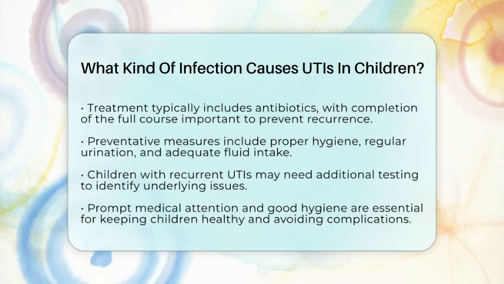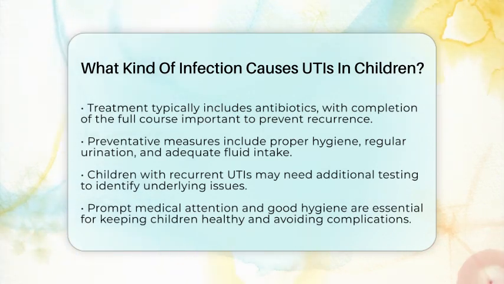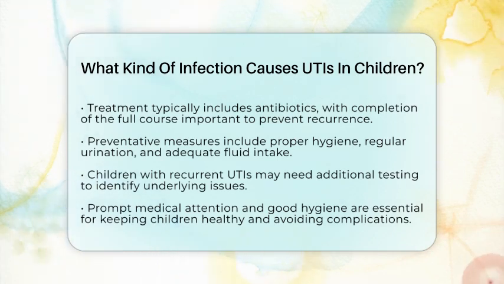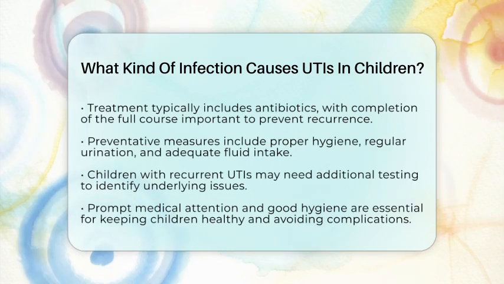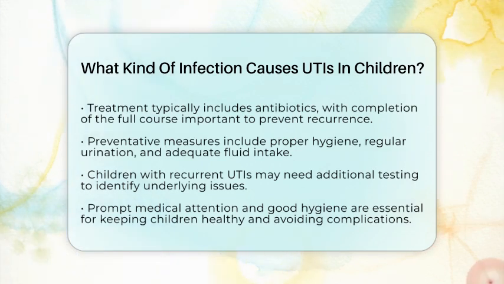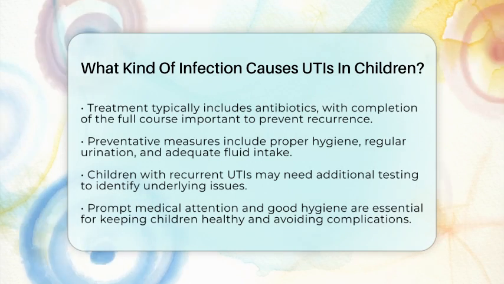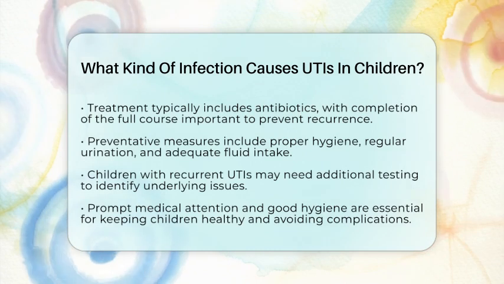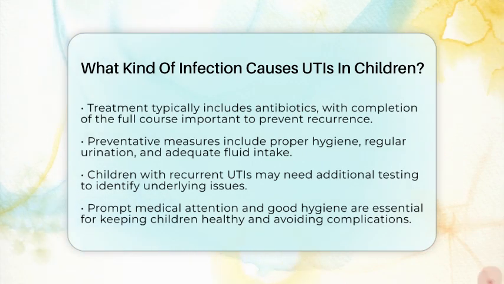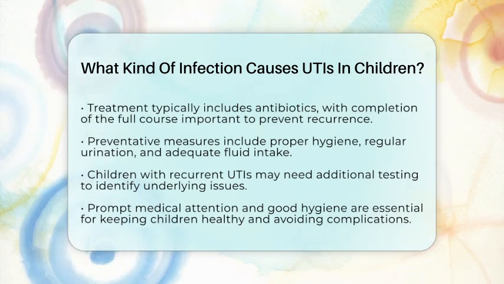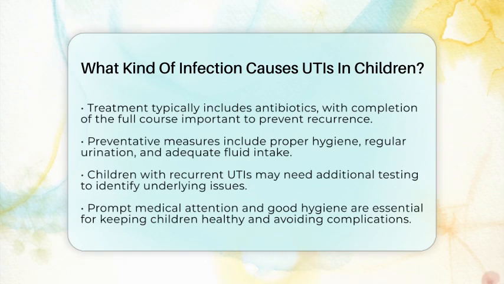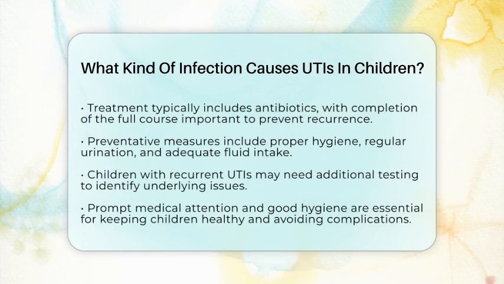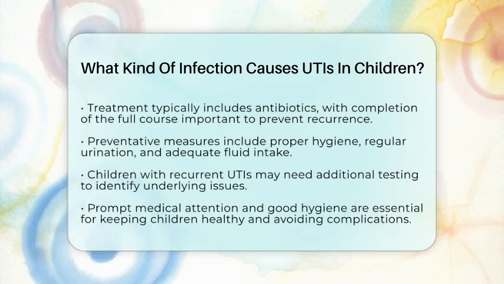For children who have repeated UTIs or underlying urinary tract issues, a healthcare provider might suggest further tests to find and treat any problems. In summary, most urinary tract infections in children are caused by bacteria, with E. coli being the most common. Other bacteria and even fungi can sometimes be responsible. Practicing good hygiene and seeking prompt medical care are key steps to keep children healthy and free from these infections. Always consult a healthcare professional for personalized advice and treatment tailored to your child's needs.